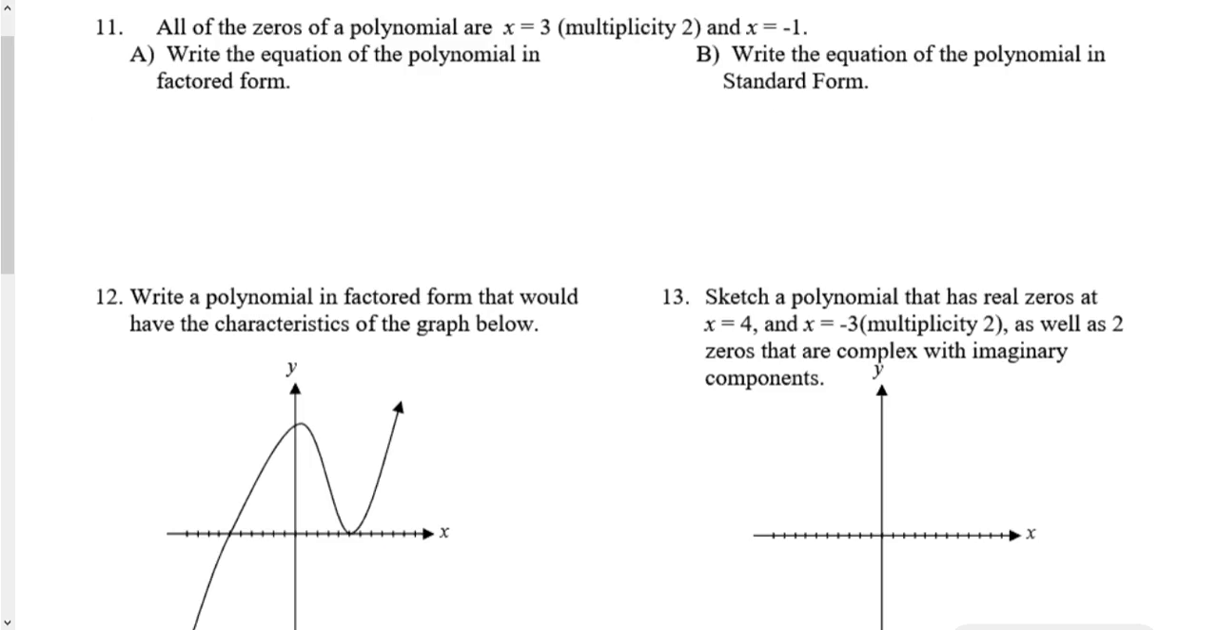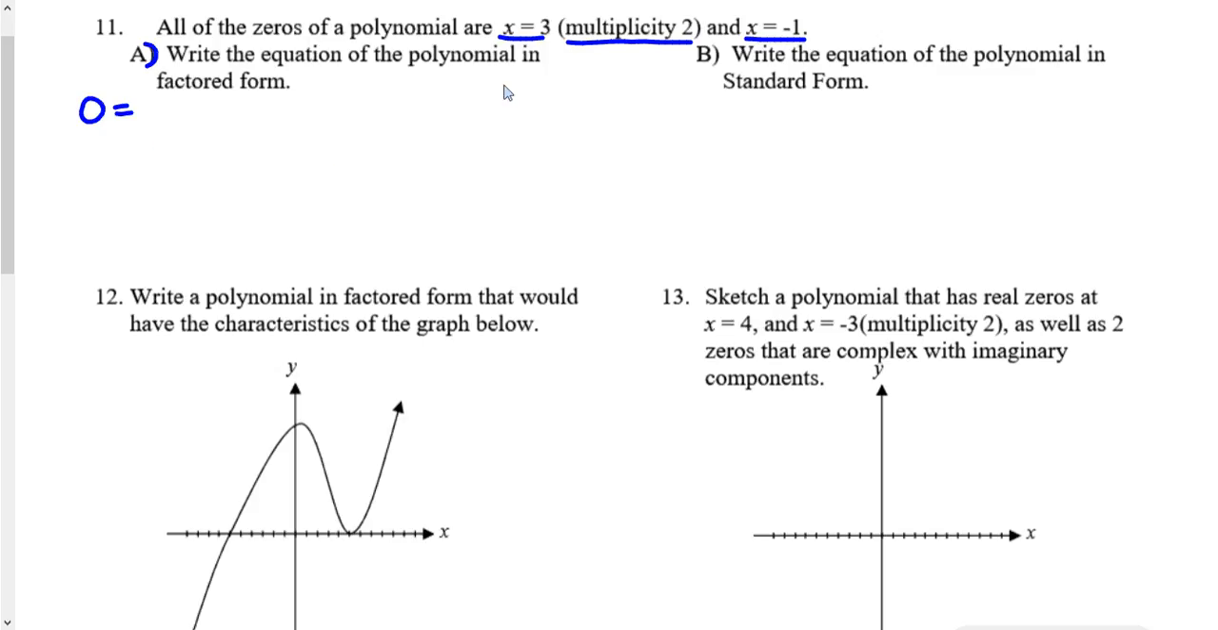All right, number 11. All the zeros of a polynomial are x equals 3, and that has a multiplicity of 2, and x equals negative 1. Part A asks us to write the equation of the polynomial in factored form. It says to write an equation, so I'm going to start with a y equals or a 0 equals or an f of x equals, something like that.